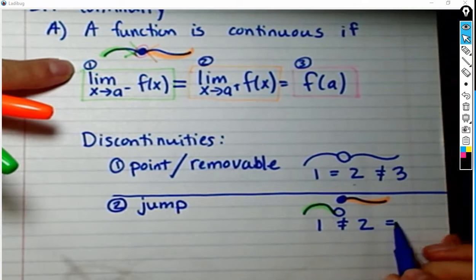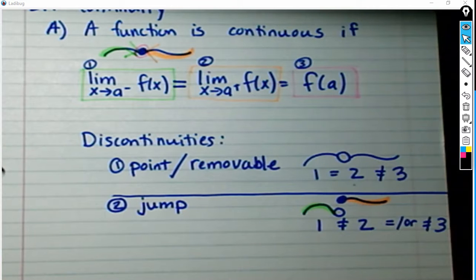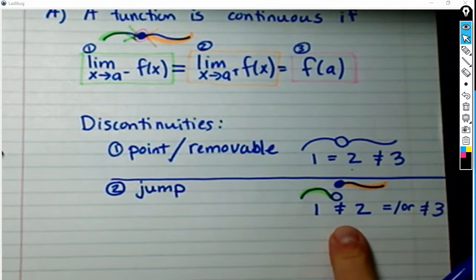Now, it's equal or not equal to 3. It doesn't actually matter what happens with that last part because it already failed. You kind of check them in order. Does the left equal the right and equal the point?